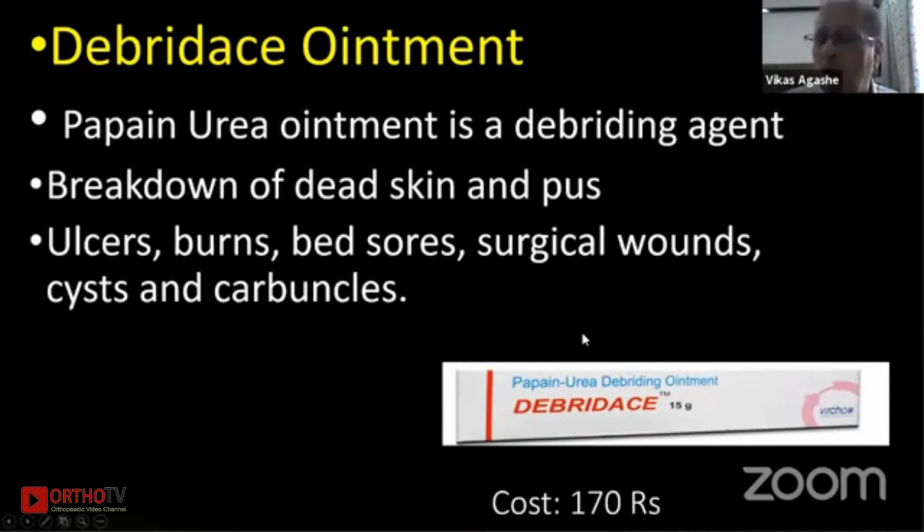An ointment which was often used in the past, when we were not very aggressive as far as surgeries were concerned, and especially before VAC came in, when we started excising the wounds, was Debridase ointment, which is a papain urea ointment, a good debriding agent. The breakdown of skin and pus is removed with Debridase. So for ulcers, burns, bed sores, surgical wounds, etc., Debridase is often used. It costs about 170 rupees for a 15-gram tube.